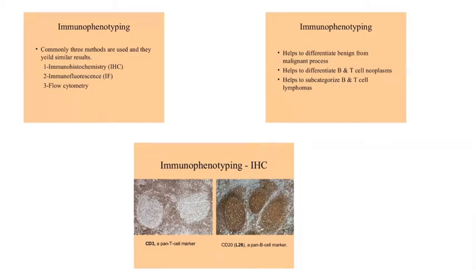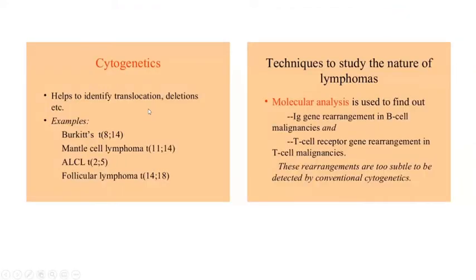With the help of cytogenetics, we can evaluate translocations and deletions. Like Burkitt will show the 8;14 translocation. And in some of the lymphomas, we also do molecular analysis. That is, we study immunoglobulin gene rearrangement in B cells and T cell receptor rearrangement in T cell malignancy. These are very subtle changes which are not picked up by cytogenetics. So in that case, we do molecular analysis.